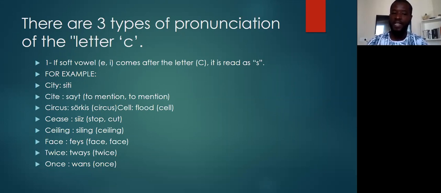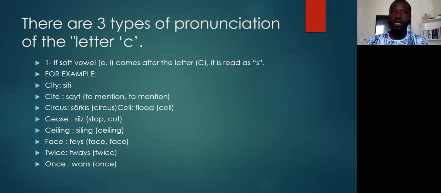And we have side. After C, we have I. And we have circus, okay? And we have also seas. You have E there, that's why you pronounce it like that. And we have ceiling. Sometimes you pronounce it in different ways; these are some differences between British and American. And we have face, okay? Twice, and once, okay?